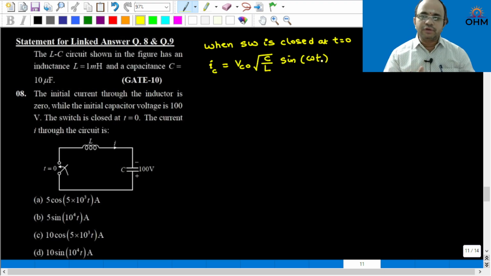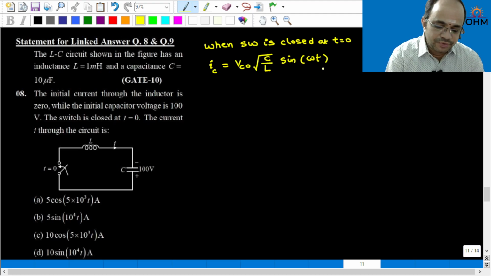I am not going into the derivation. If you are a GATE aspirant, you can easily solve this equation. I will tell you the procedure. When the switch is closed, first you have to write down a KVL: L into di by dt plus 1 by C integration i dt is equal to the source voltage. Now, if you apply Laplace transform and solve it, you will get an expression. Now, in this case, what is omega? Omega is equal to 1 by root of LC.